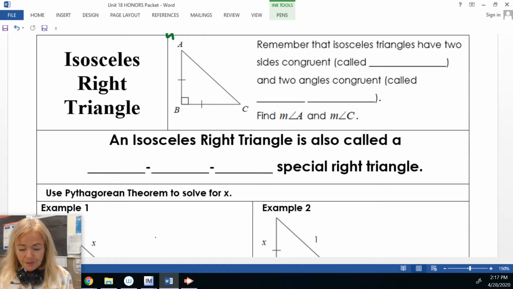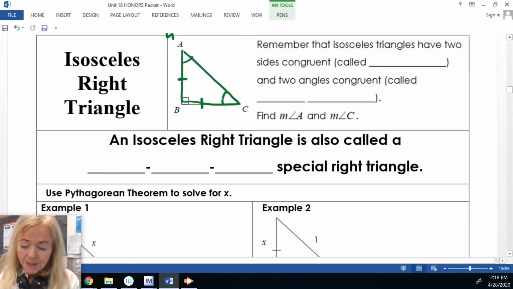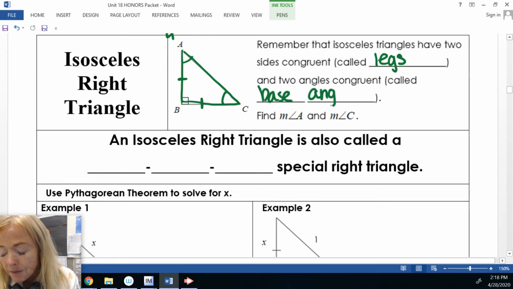So recall or remember, if you have an isosceles triangle, it has two sides that are equal and two base angles that are equal, if you recall. So if it's a right triangle and it's an isosceles triangle, that means this side and this side are the same, and this angle is the same, right? So isosceles triangles have two sides congruent, and those are called legs, and two angles that are congruent that are called base angles, if you recall that.